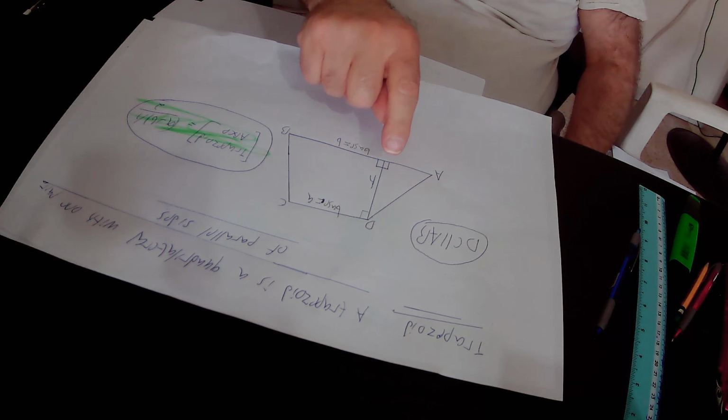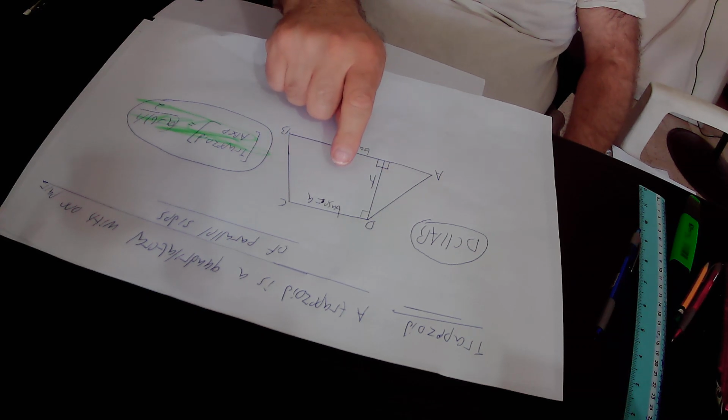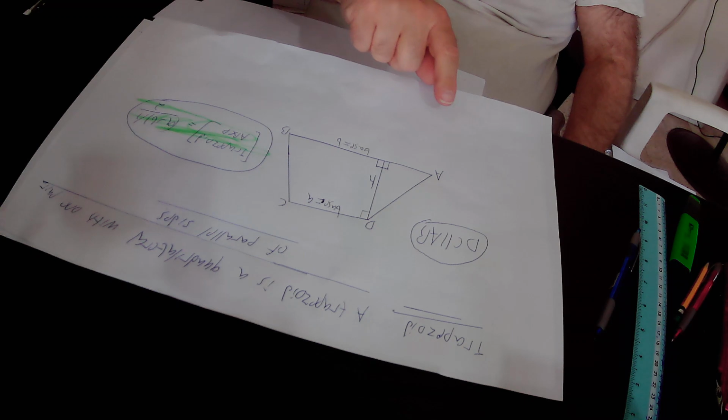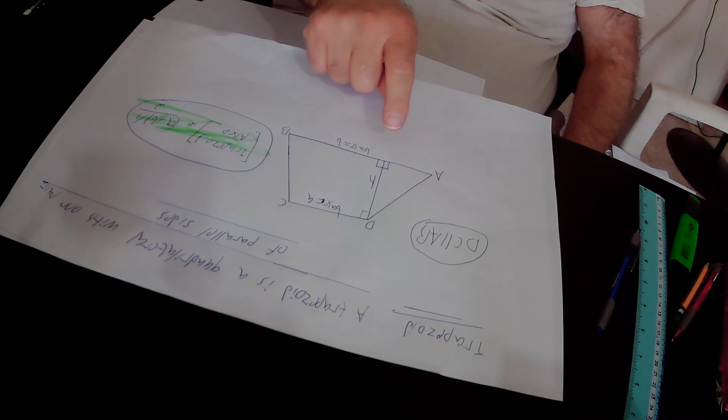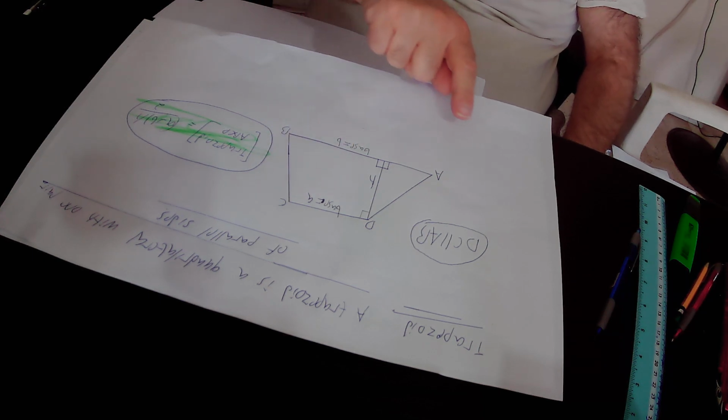The two parallel sides are defined as the bases of the trapezoid. So DC is the first base, and AB is the second base.